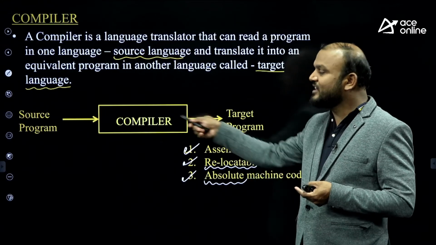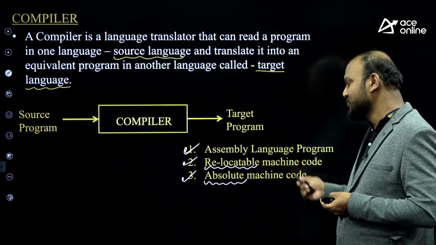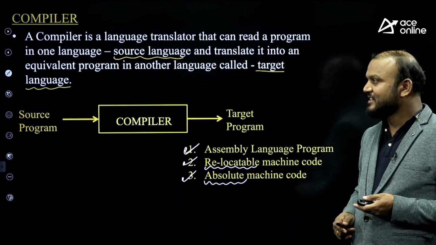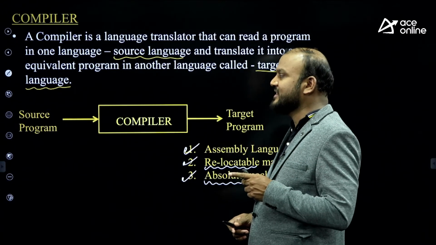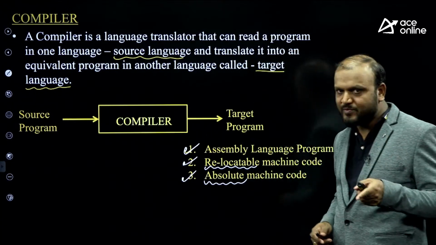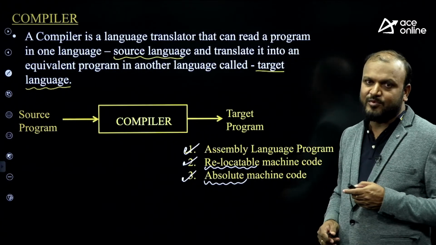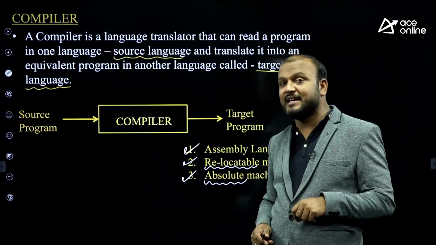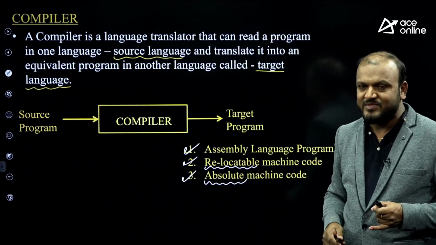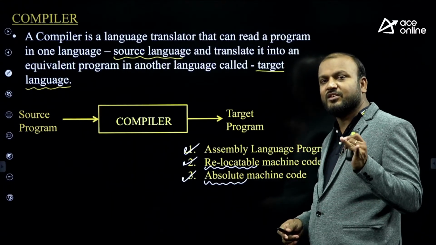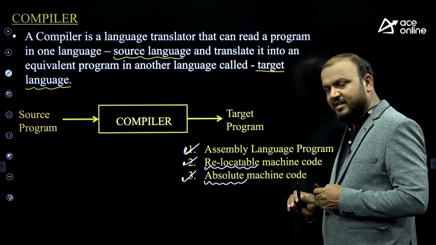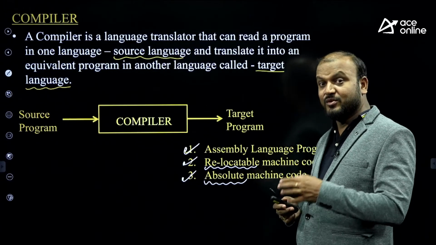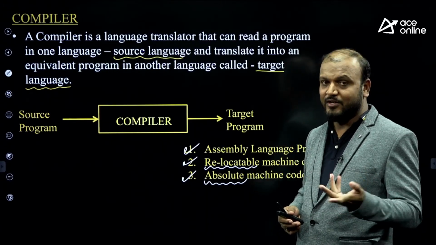I will add loader features also to my compiler so that output is absolute machine code. That's why we can say compiler is a language translator which takes input source program and outputs target program. If anyone asks you what are the target programs, you can say there are three types of target programs: assembly language, relocatable machine code, and absolute machine code. Right? Okay. Then you may be thinking about, sir, you told about assembler, loader, and all.